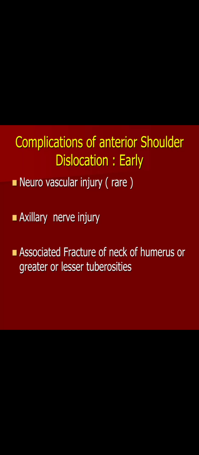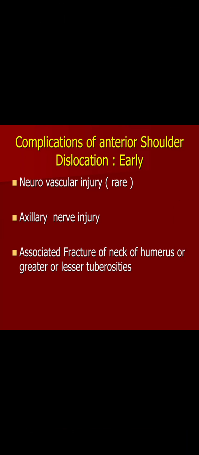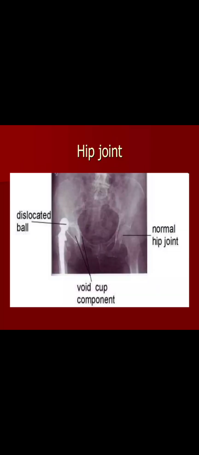Complications: neurovascular injury, axillary nerve injury, fracture of the femur or greater or lesser trochanter. Avascular necrosis, hypertrophic or recurrent dislocation. As you can see, the dislocated ball, normal hip joint or void cup component.